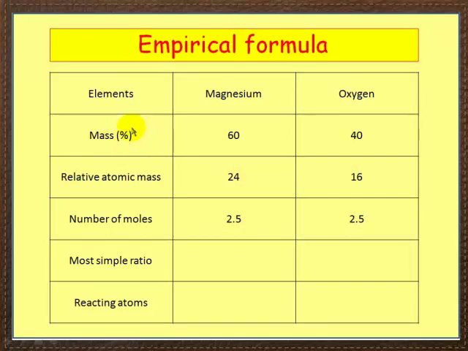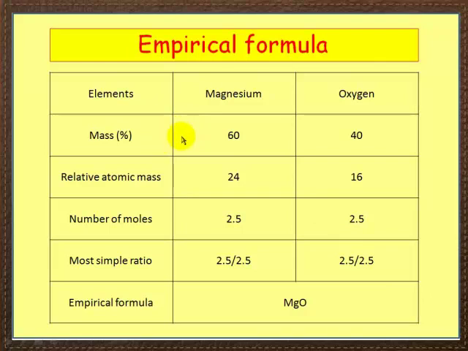You see what we've done here? It doesn't matter if this is grams or percent. Treat it exactly the same. Now my simple ratio, divided by the smallest. Well, they're both 2.5, so it's 2.5 over 2.5, which equals 1. So we now know again that 1 magnesium reacts with 1 oxygen, therefore the empirical formula is MgO. Got it? Right, well, as always in these cases, we take the next step, the more difficult.